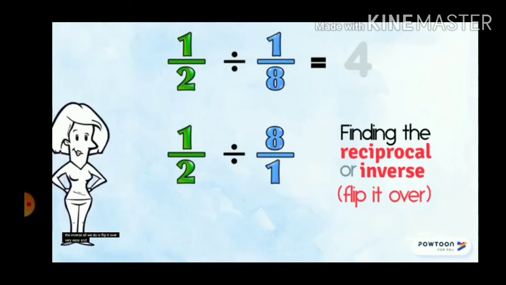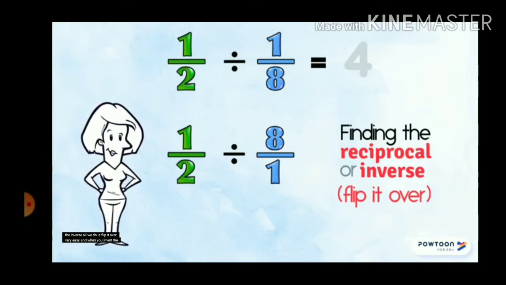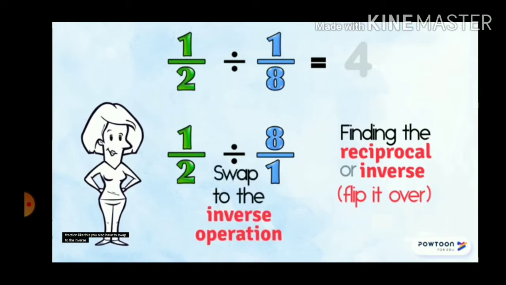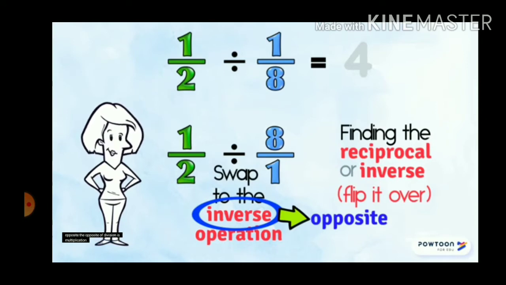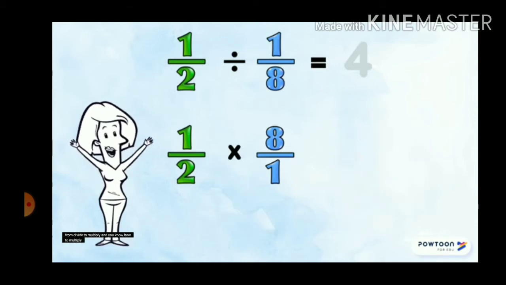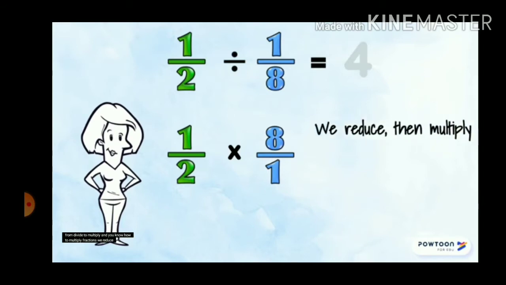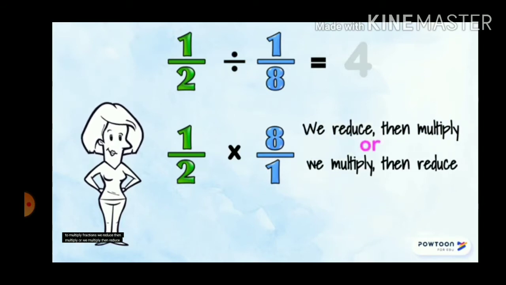Very easy. And when you invert the fraction like this, you also have to swap to the inverse operation. Inverse means opposite. The opposite of division is multiplication, so we swap the sign from divide to multiply. And you know how to multiply fractions. We reduce, then multiply, or we multiply, then reduce. Either way, you get the same result.